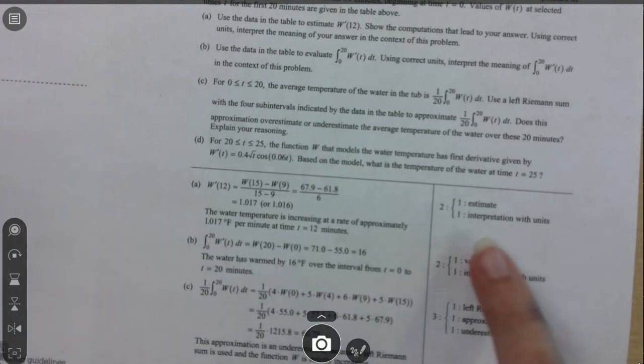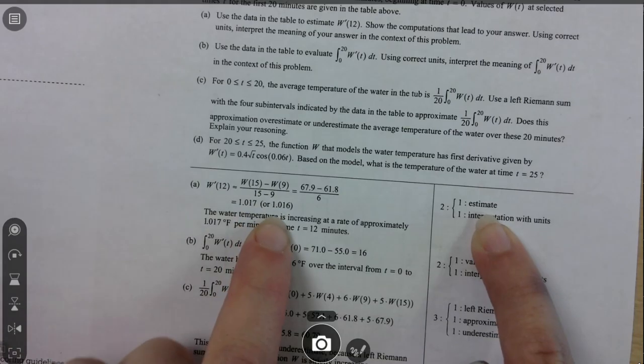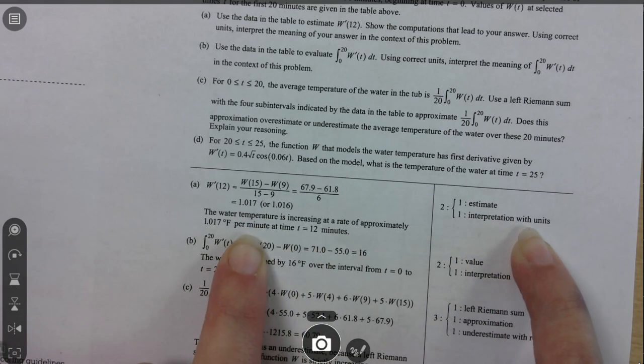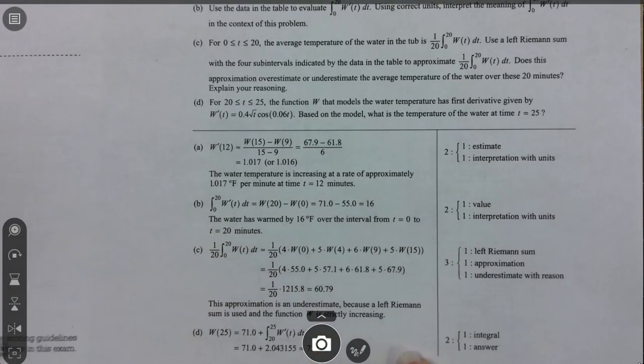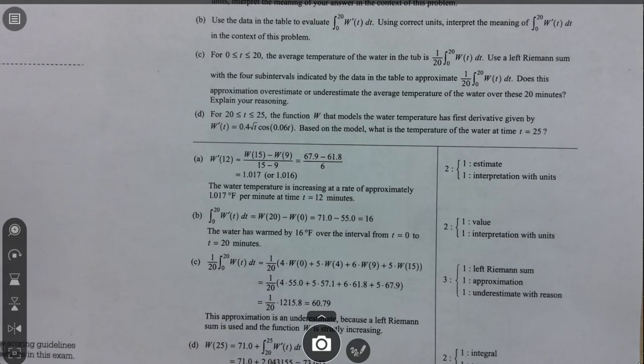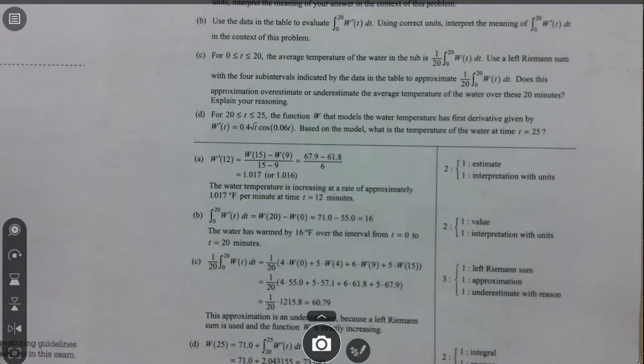Number A. If you estimated, you got 1 point. And if you gave them the units and interpreted it with units, so it had this sentence right there, that is another point for this problem. So the answer should have been the water temperature is increasing at a rate of approximately 1.017 degrees Fahrenheit per minute at time t equals 12 minutes. So that statement in general is 1 point. So you need your statements, because you have to have the units so they know and understand what you're talking about.